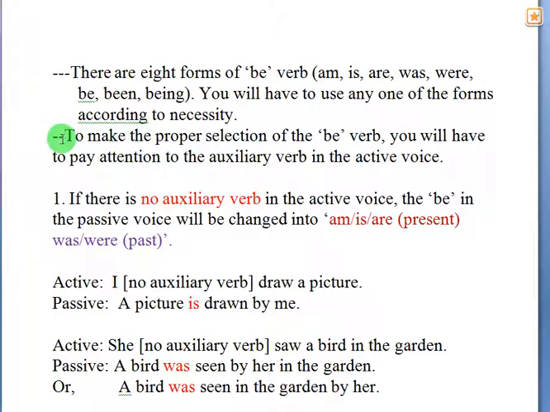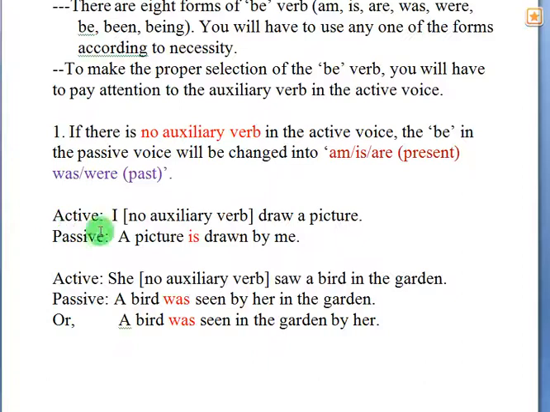Then you may find difficulty in choosing the proper form of the be verb, and if you follow the following instructions, it will be easier for you to use the be verb. Just see here, if there is no auxiliary verb in the active voice, the additional be in the passive form will be changed into am, is, are. If the tense is a present tense, then you will have to use either am, is, or are. And in the past form, you will have to use either was or were. Just follow the example here.